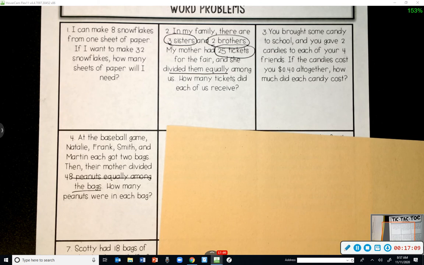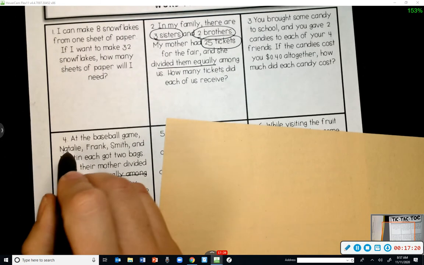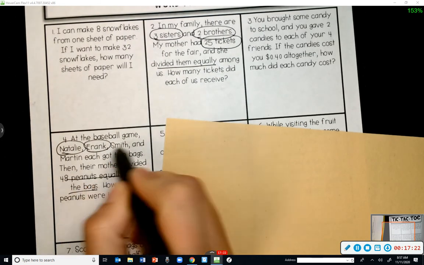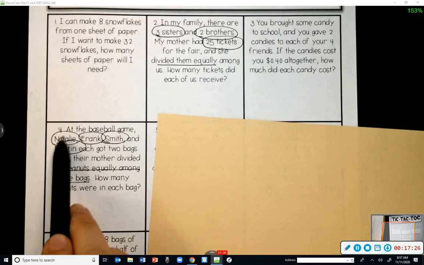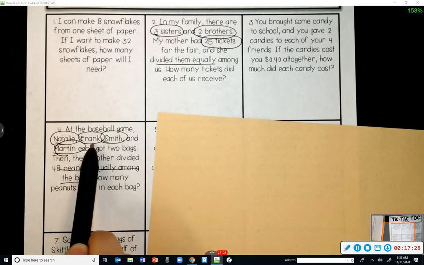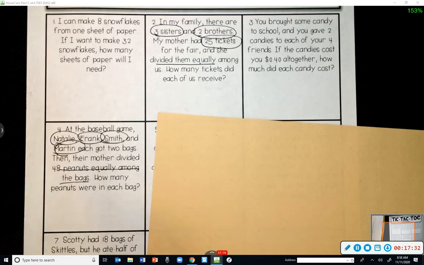So what do I need to do with the 2 bags? Equal 4 bags. Nope, not 4. Aaliyah? It equals 6. Well, let's see. I have Natalie, Frank, Smith, and Martin. So that's 2 for Natalie, 2 for Frank, 2 for Smith, and 2 for Martin. What is it? 8 bags. Okay.